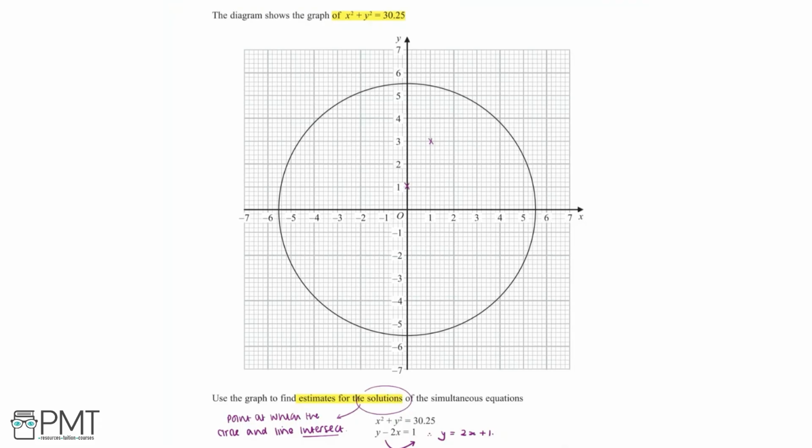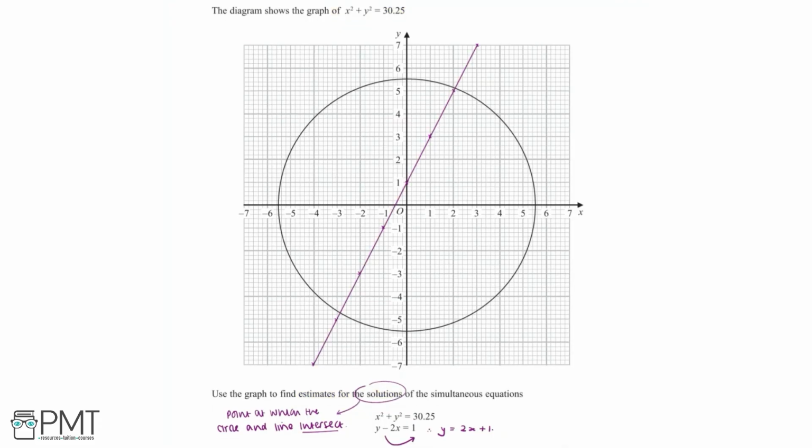Now we can continue to apply this logic by doing the same thing again. And so our next point will be at 2, 5, and so on. And so we've now plotted each point on the line, which you can see has a gradient of 2 and a y-intercept of 1. Let's join these points together.